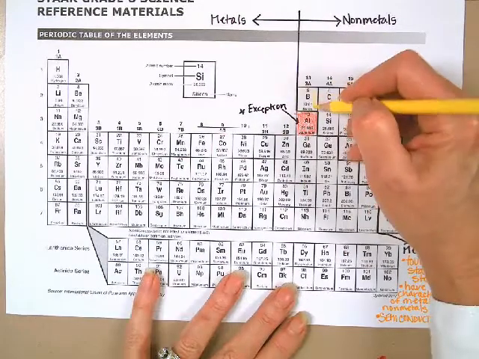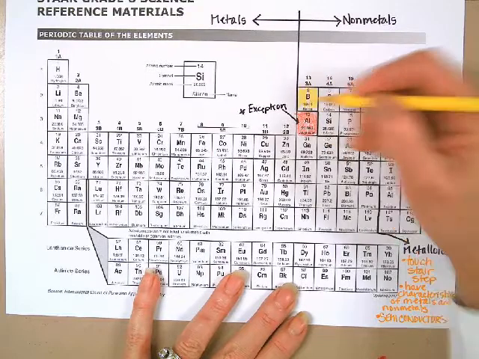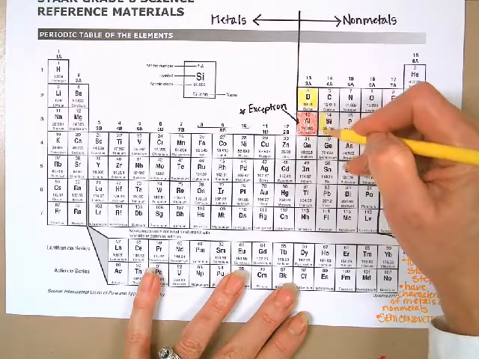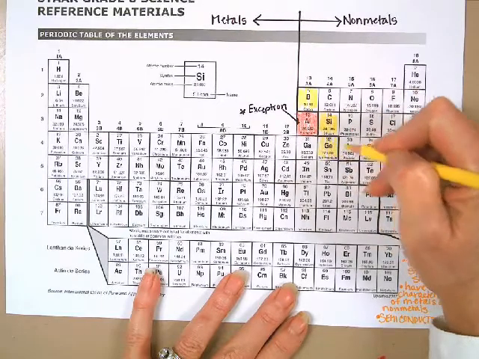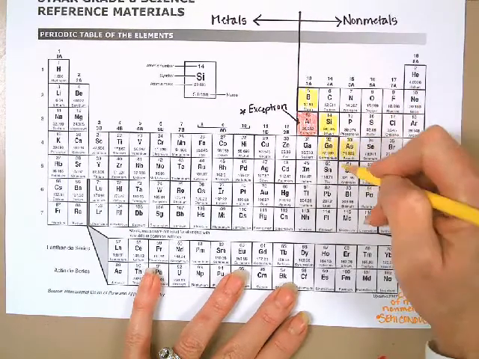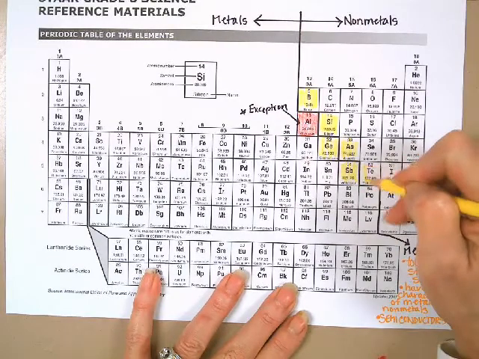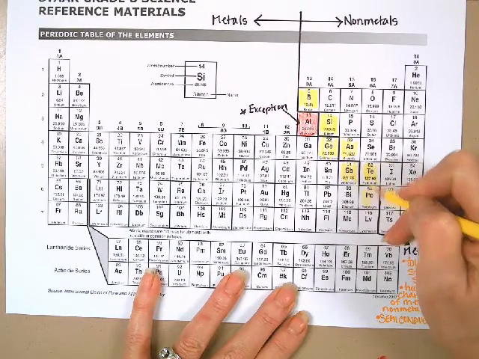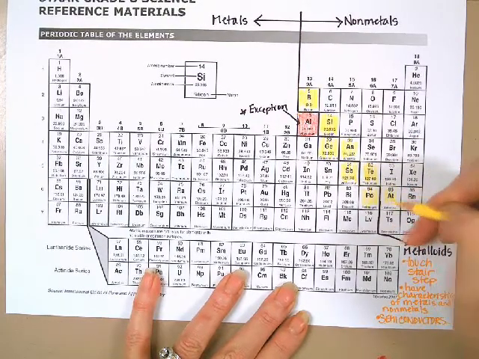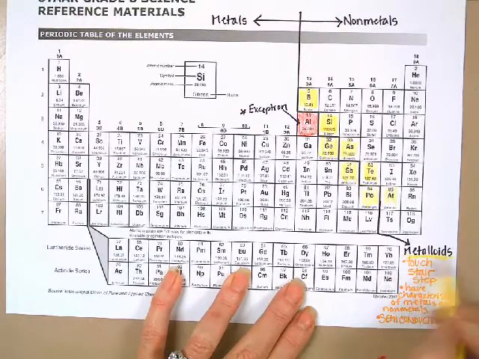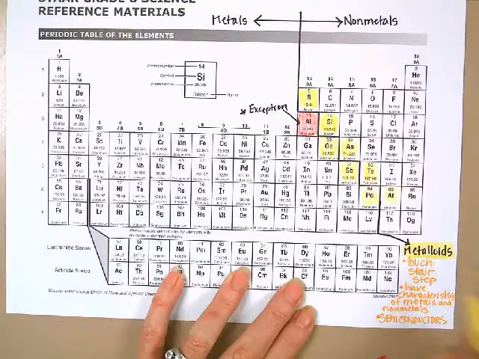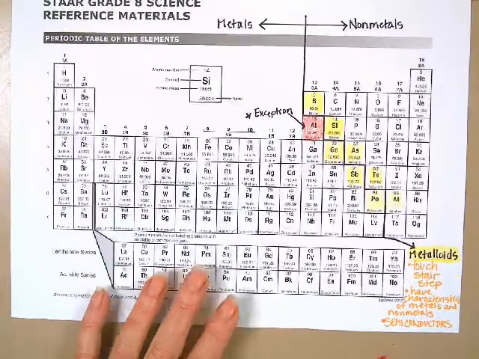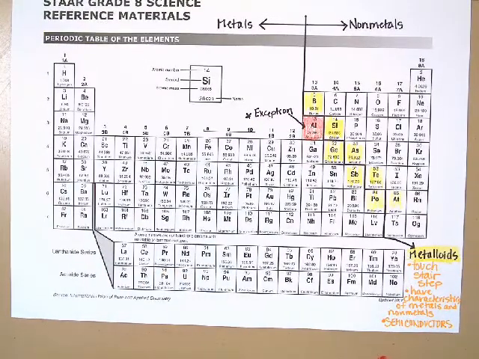And then we're just going to go down and shade in all the elements whose boxes, element boxes, touch the stair step. We're just going to shade them all yellow for metalloid. All right. So those are our metalloids on the periodic table.